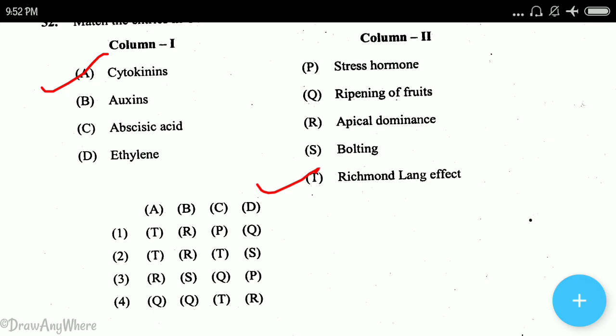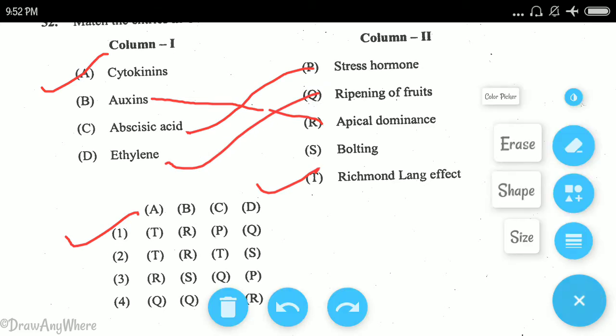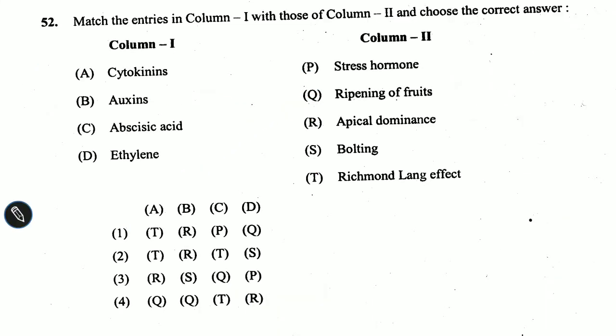So the answer here will be the first. If you interlink it, see, this one is the correct answer. Here B will go with the apical dominance, auxin. Now coming to this one, C, abscisic acid, definitely it's a stress hormone. Ethylene is related to the ripening of fruits. So the answer will be the first one.